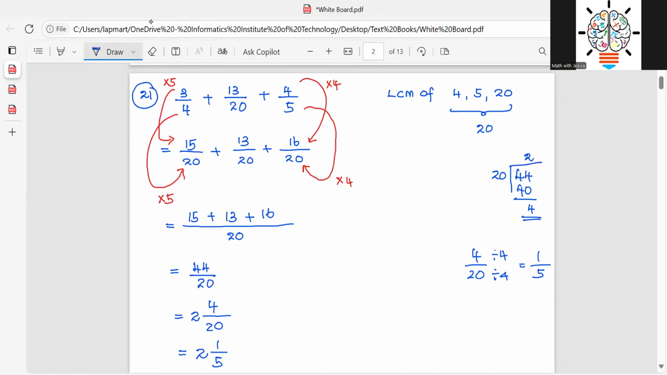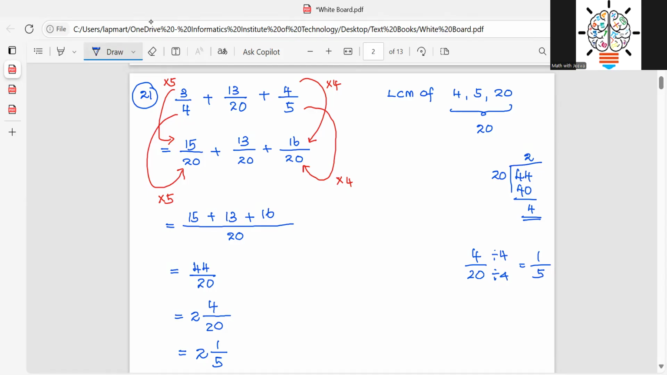Look at the last fraction. How do you convert 5 into 20? Multiply by 4. So then 5 times 4, it is 20. So then the 4 times 4, it is 16. Right? Now you have the same denominator. Then you can just add the numerator values. So then you have 15 and 13 and 16.